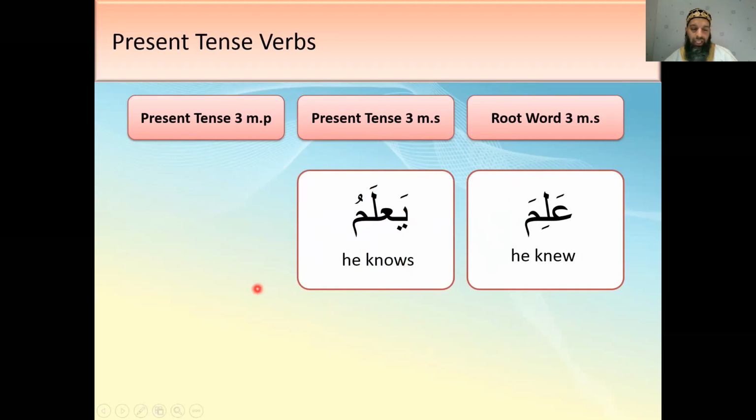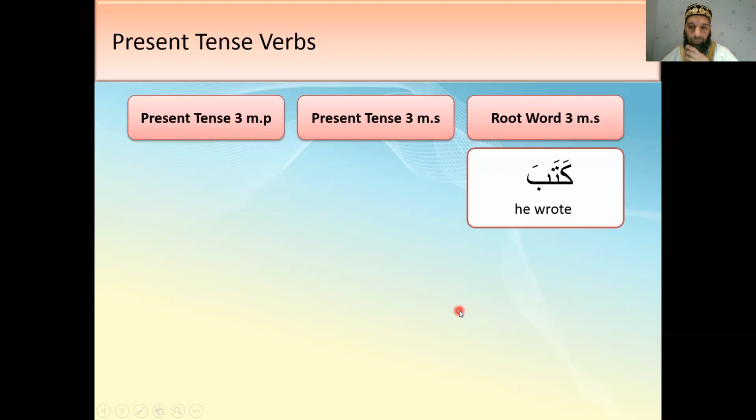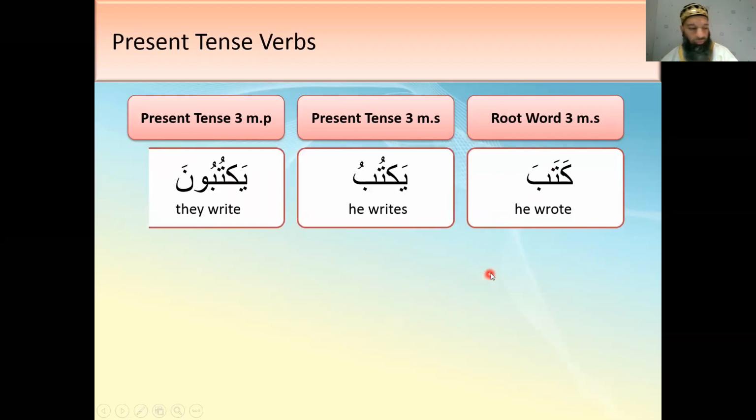Is there a dual verb? Don't worry, I'll show you the table and you'll see it all. No, there are other prefixes as well. I'm just giving you this example before I show you the table. And ya'lamuna means they all know. So these are just examples. We will learn the template, inshallah.